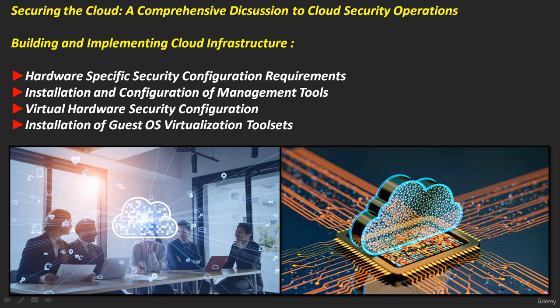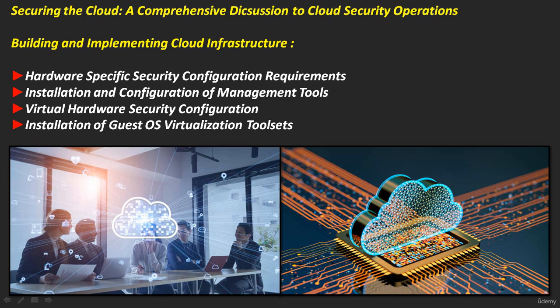The first one is building and implementing the cloud infrastructure, starting with hardware-specific security configuration requirements. One of the first steps in securing a cloud environment is addressing hardware-specific security requirements. Hardware security modules and trusted platform modules provide a robust foundation for encryption and secure booting, respectively. Configuring these components ensures that your hardware can be trusted.